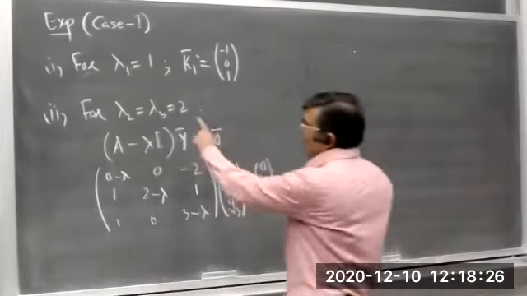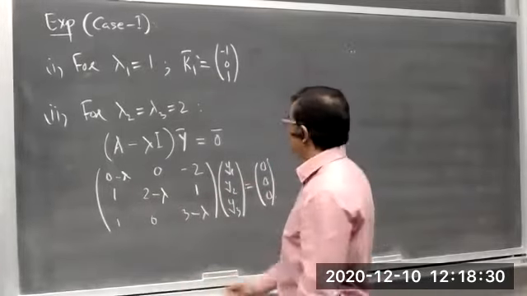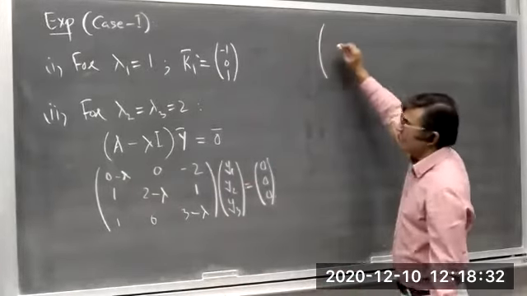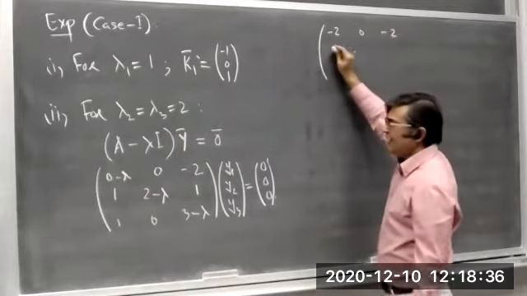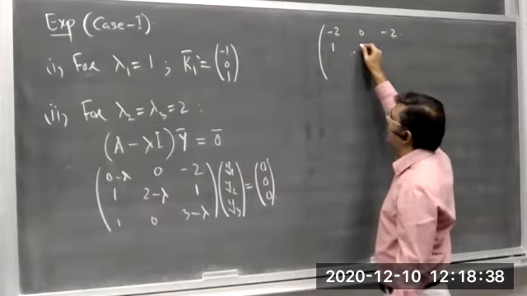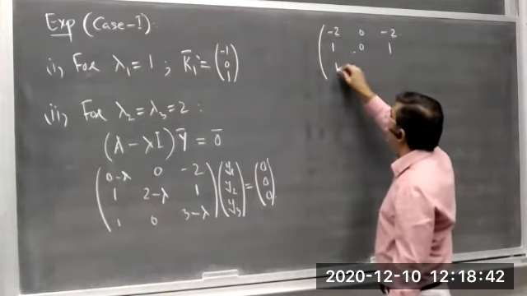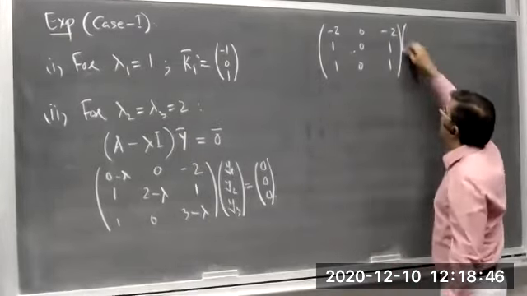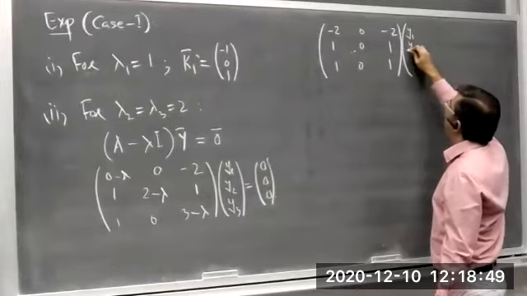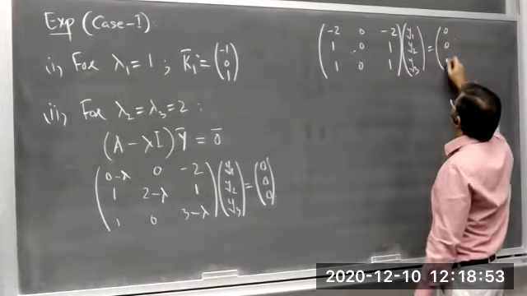Now, what is the value of lambda? It is 2. We have to insert 2 here. And what do we obtain here? It is -2, 0, -2, and then 1, 2 minus 2 is 0, 1, and 1, 0, 3 minus 2 is 1. Okay, times y1, y2, y3 equals 0, 0, 0.